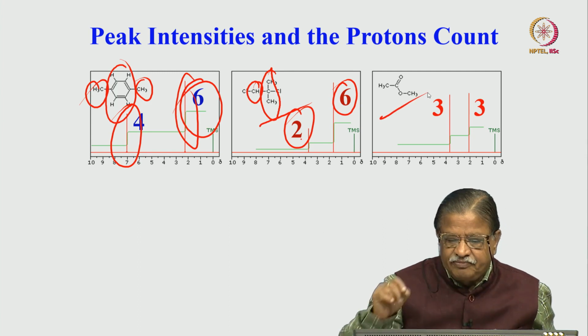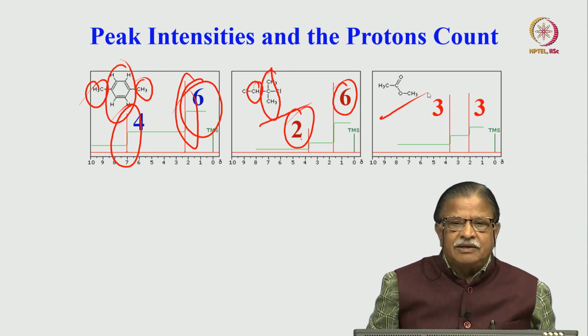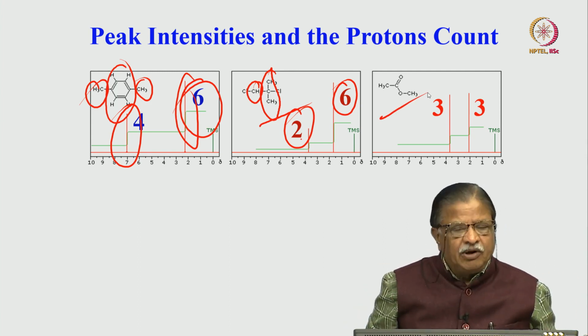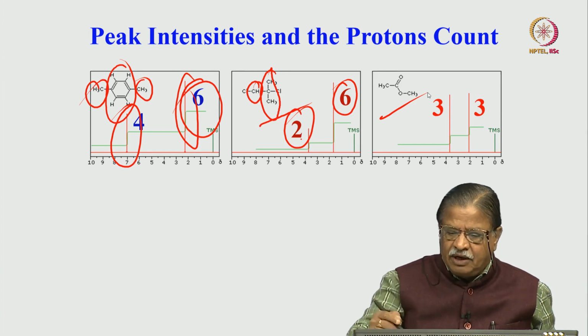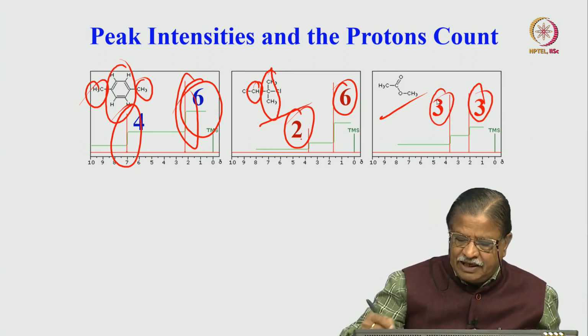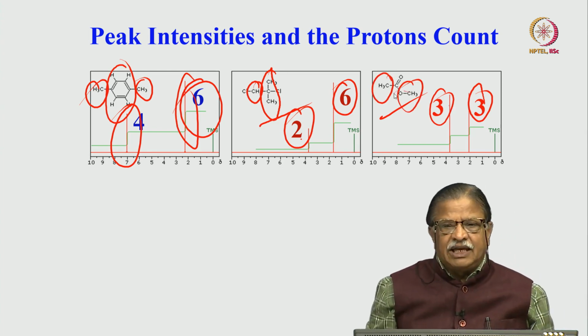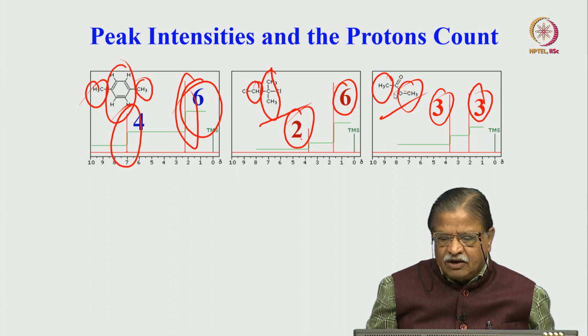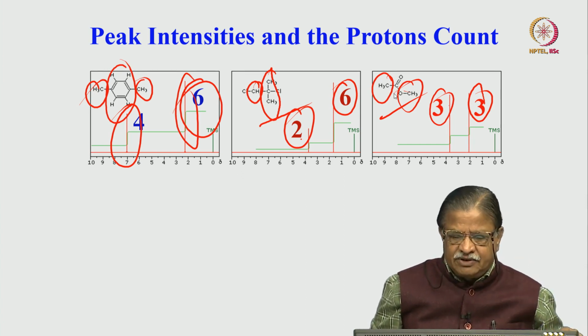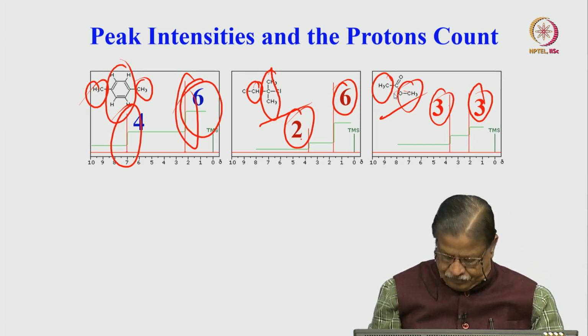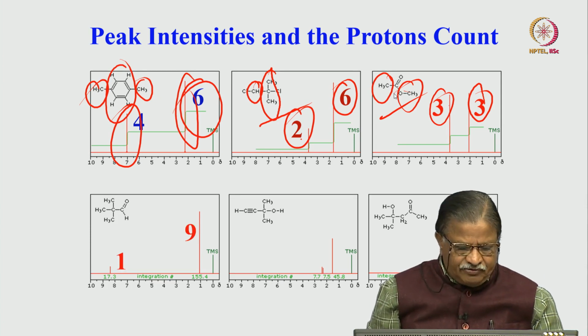Look at this molecule. There are two peaks of equal intensity. It could be 1:1 or 3:3, whatever you call it. The intensity measured is 3 here, and this is also 3. That means there are 2 CH3 groups here which are non-equivalent. As a consequence, we get 2 peaks for 2 CH3s of equal intensity. Okay. We continue further, a few more examples.